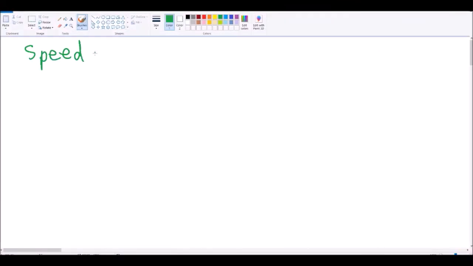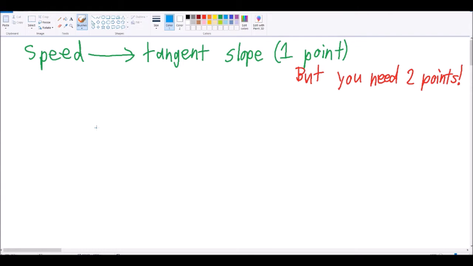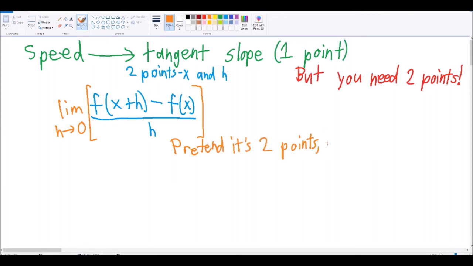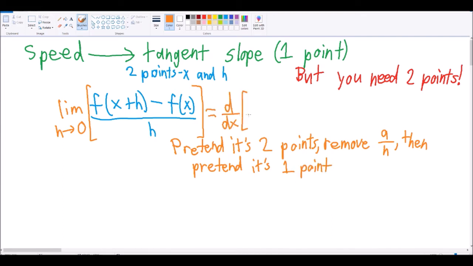Luckily, speed is related to the slope of a line tangent to the function at one point. But wait. You need 2 points to make a slope. But wait. We can use a limit to pretend that we have 2 points until we use algebra to make it irrelevant and then pretend it was 1 point all along. Just like this.